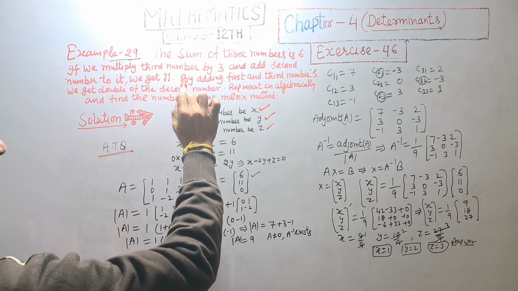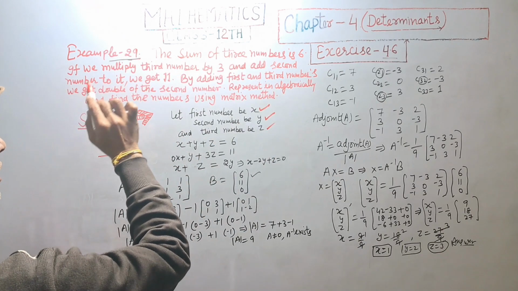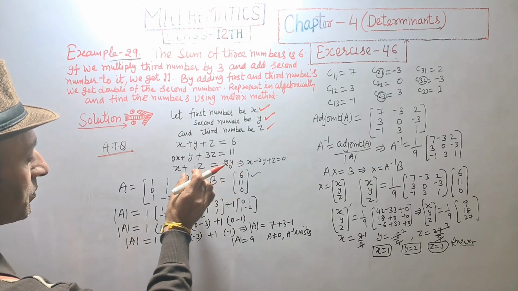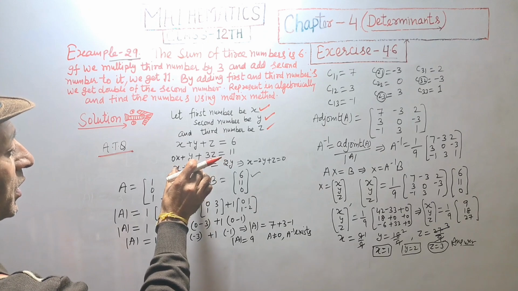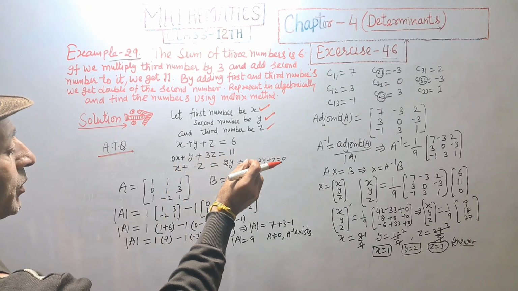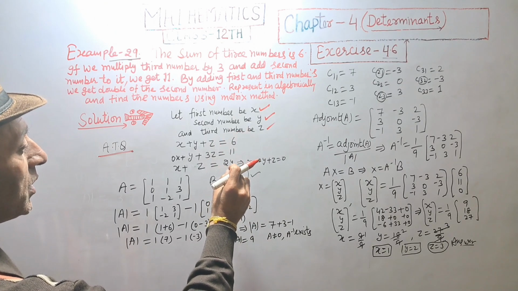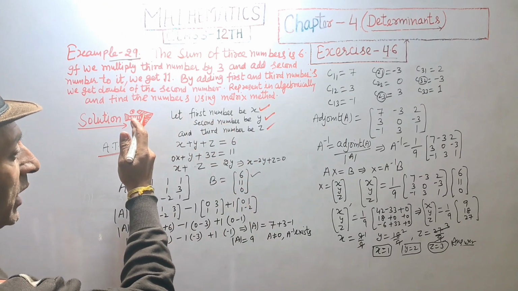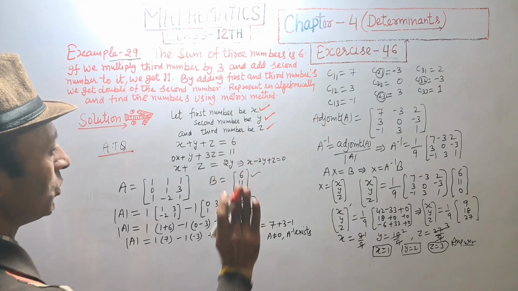And the third statement: by adding the first and third numbers, we get double of the second number. First and third, x plus z is equal to 2 times the second number y, that is 2y. So this equation will become, shifting 2y to the left side, x minus 2y plus z is equal to 0.